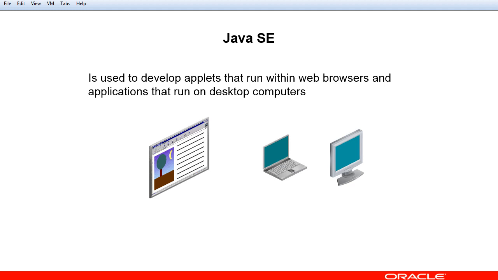Java Platform Standard Edition, commonly referred to as Java SE, is used to develop applets and applications that run in web browsers and on desktop computers. For example, you could use the Java SE JDK to create a word processing program for a personal computer. NetBeans is a Java desktop application used for the development of Java applications, and it's an integrated development environment, or IDE, which means that it provides a comprehensive interface and all the necessary tools needed for developing in Java.